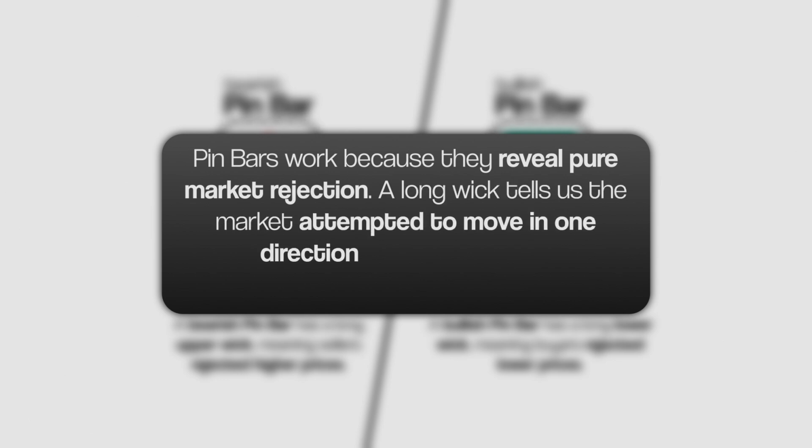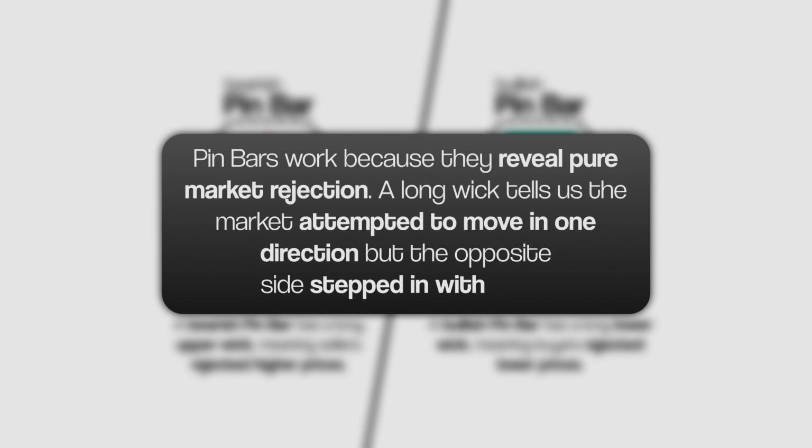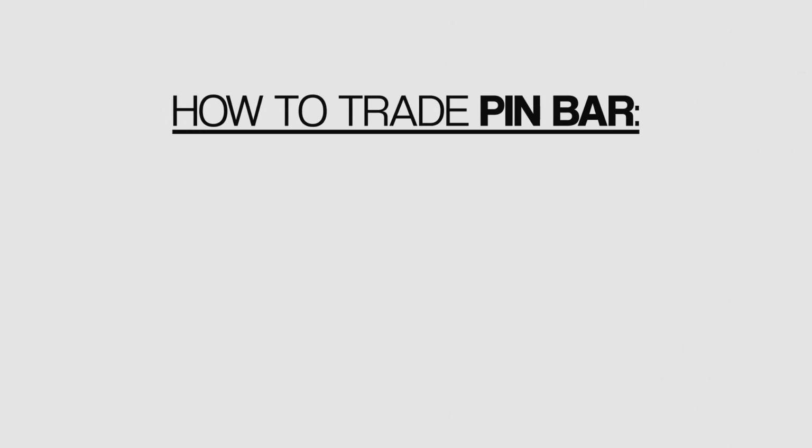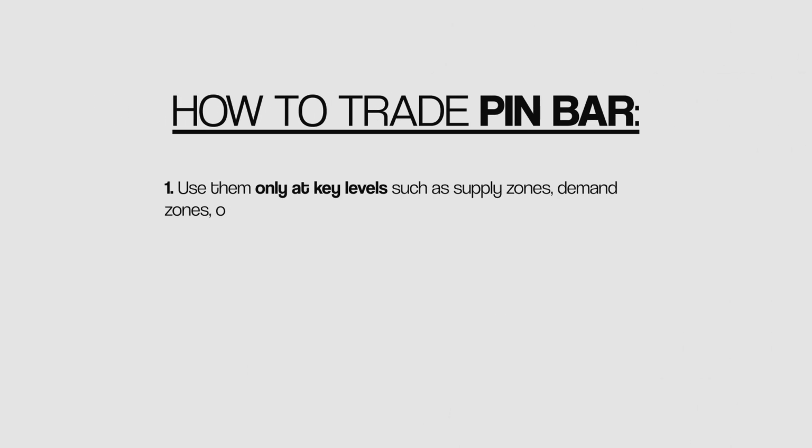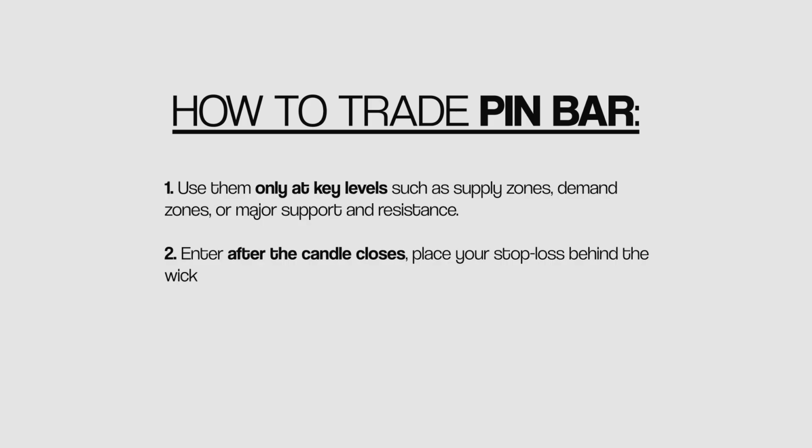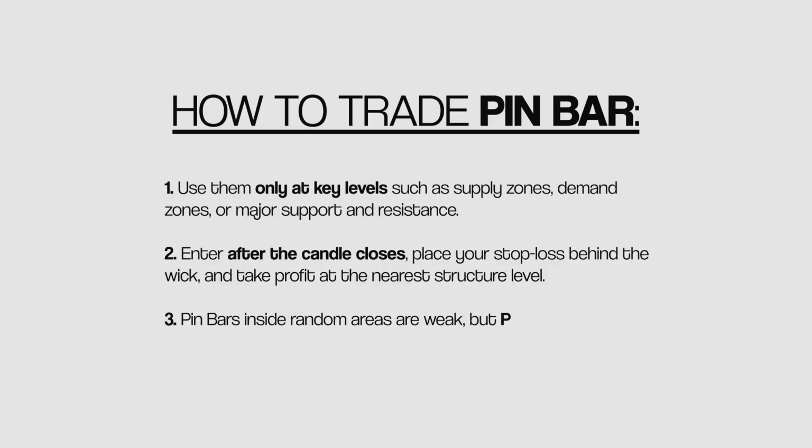Pin bars work because they reveal pure market rejection. A long wick tells us the market attempted to move in one direction, but the opposite side stepped in with force. To trade pin bars, use them only at key levels such as supply zones, demand zones, or major support and resistance. Enter after the candle closes, place your stop loss behind the wick, and take profit at the nearest structure level. Pin bars inside random areas are weak, but pin bars at strong levels are extremely powerful.